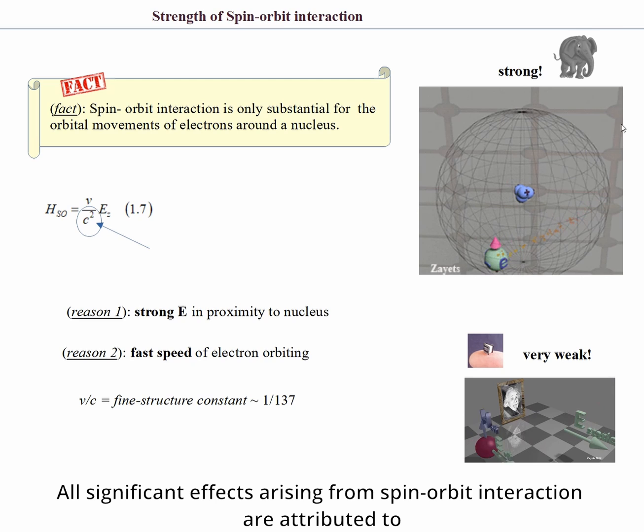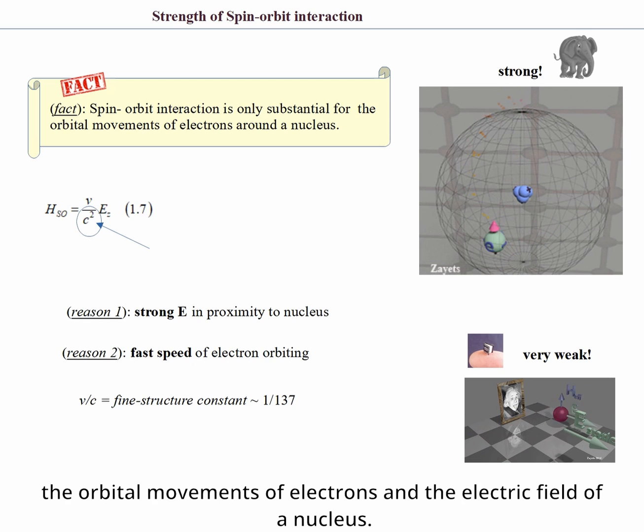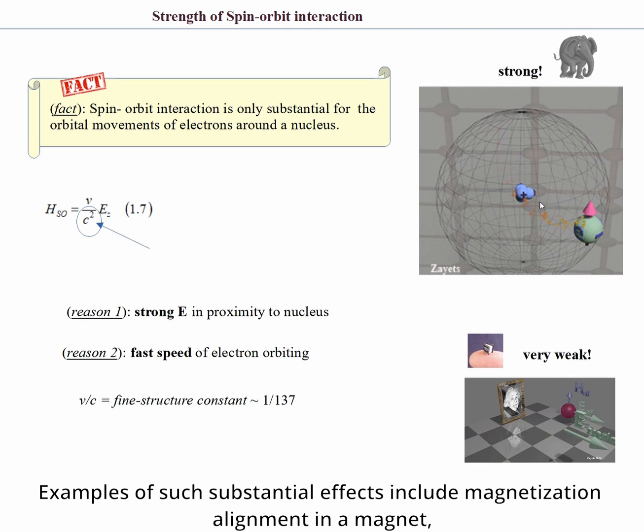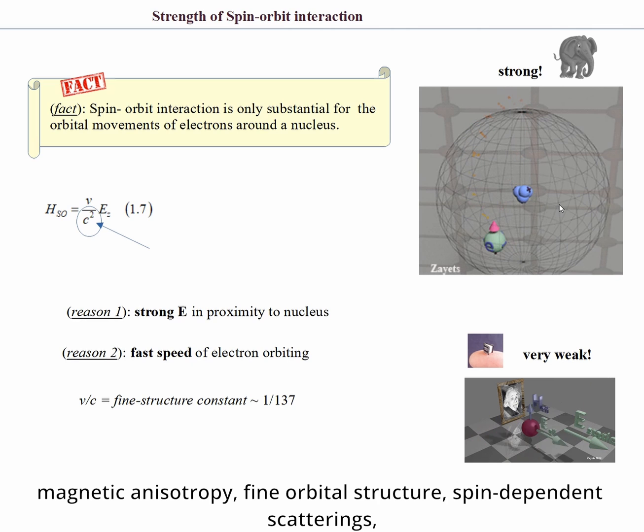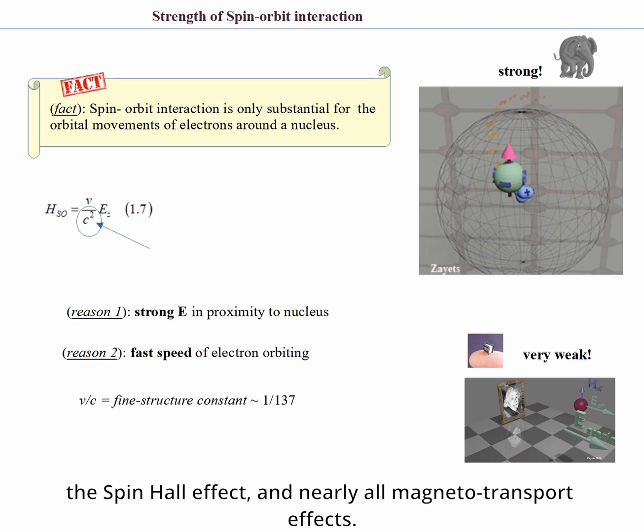All significant effects arising from spin-orbit interaction are attributed to the orbital movement of electron and electrical field of a nucleus. Examples of such substantial effects include magnetization alignment in a magnet, magnetic anisotropy, fine orbital structure, spin-dependent scattering, the spin Hall effect, and nearly all magnetotransport effects.